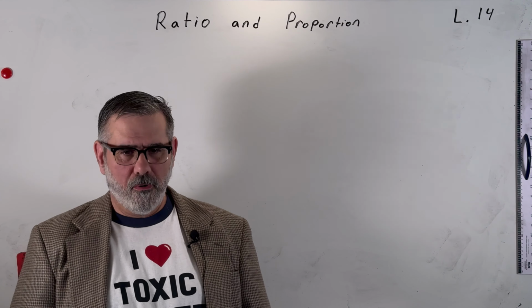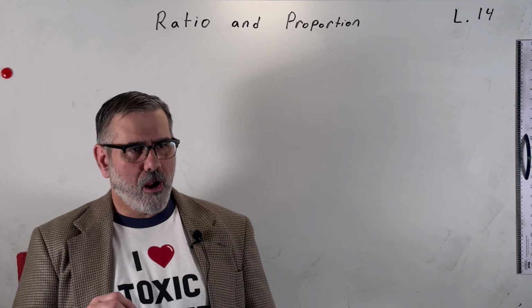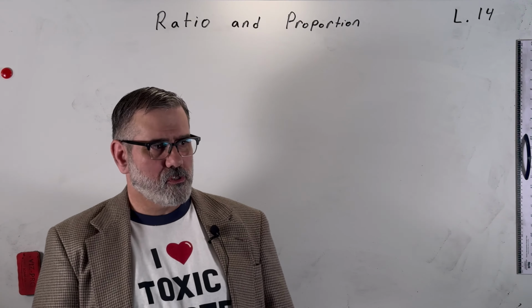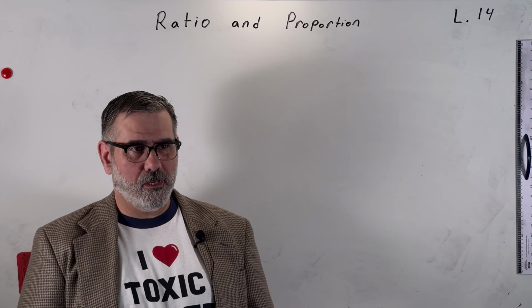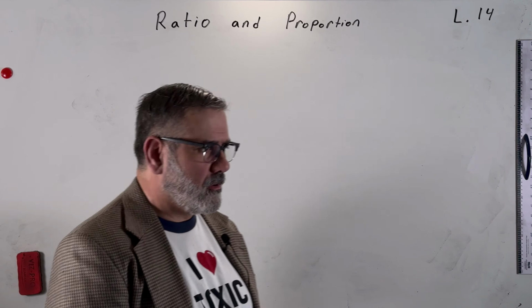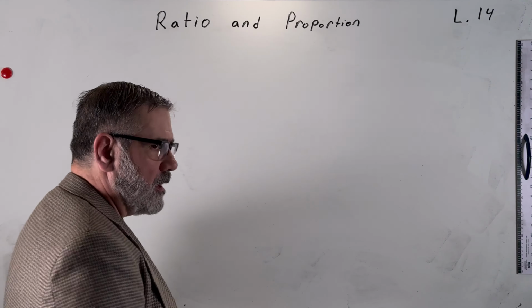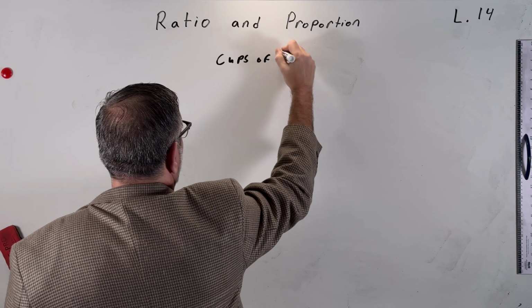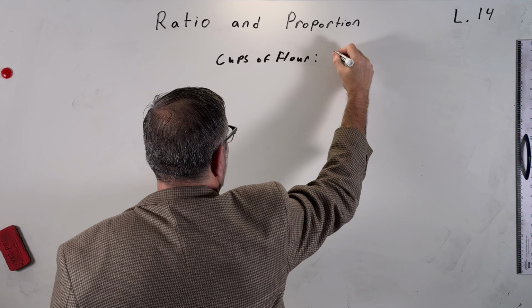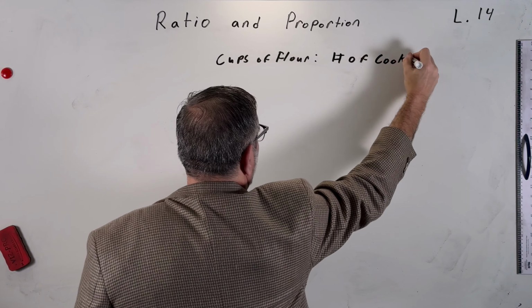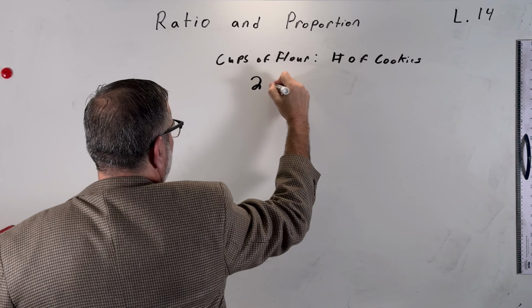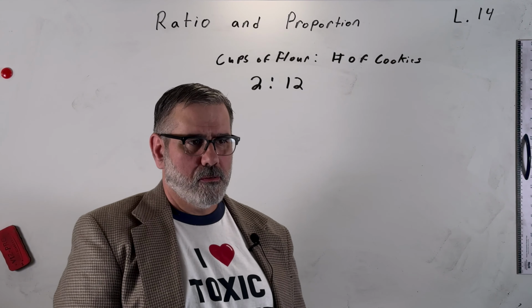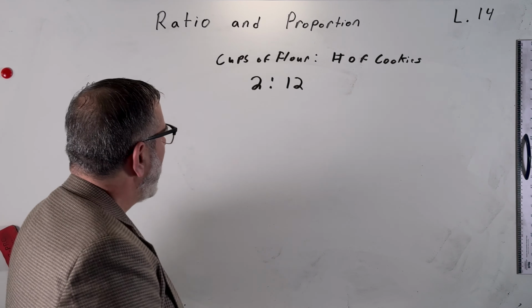If you were to not handle the scaling properly, then you might put too much salt in. And so that teaspoon of salt would turn into some really salty cookies, you see. That could be bad. So let's try an example along those lines. Let's say that a cookie recipe had a ratio of cups of flour to number of cookies of 2 to 12. And so the question is, what if I wanted to make 30 cookies? If I needed 30 cookies, how much flour do I need?